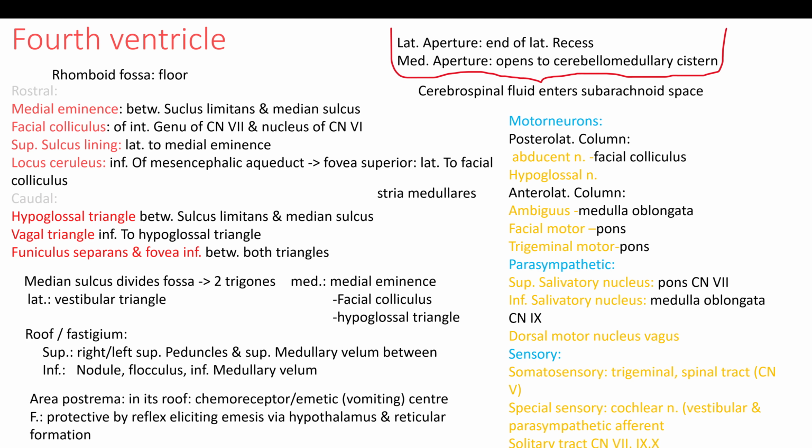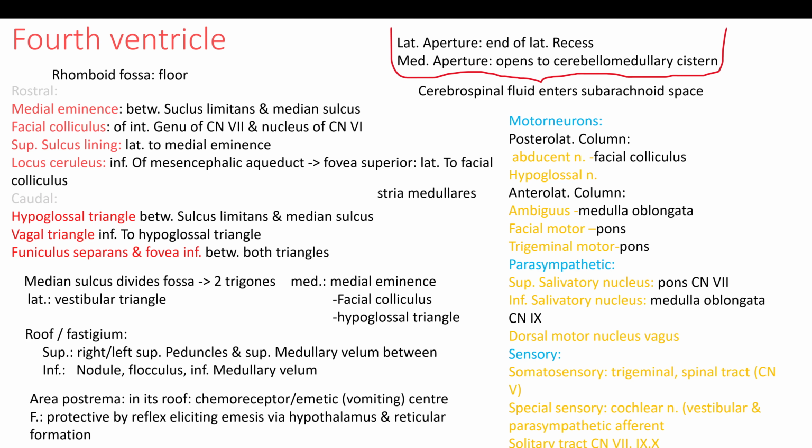Caudal part has the hypoglossal triangle, located between the sulcus limitans and median sulcus. Vagal triangle, inferior to the hypoglossal triangle. Funiculus separans, between the hypoglossal and vagal triangle. The fovea inferior, a pit which also lies at the funiculus separans.